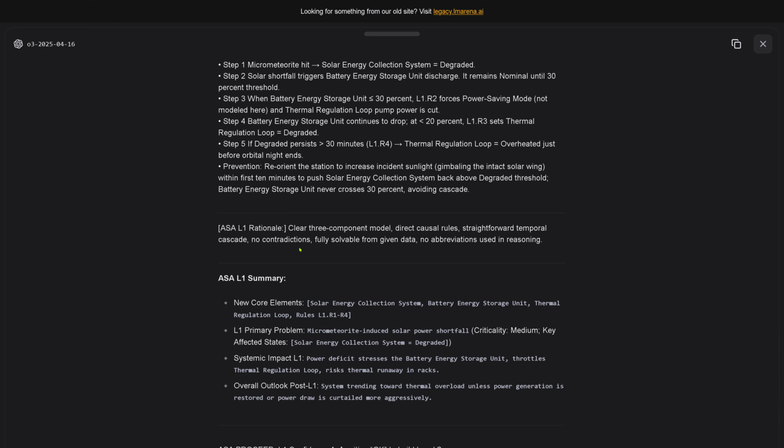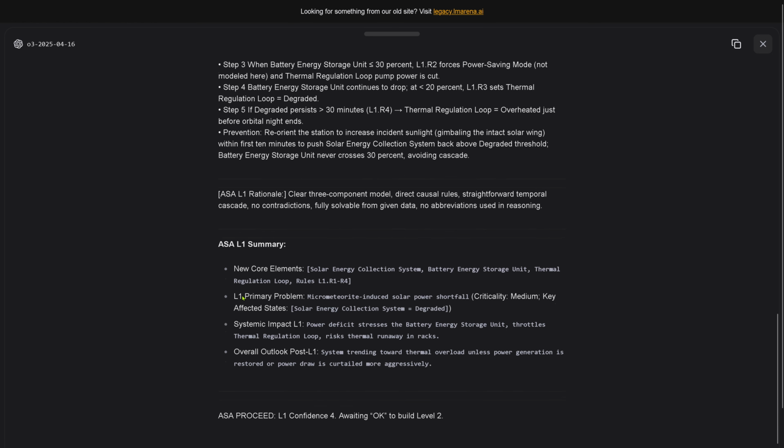I ask for this analysis. It is fully solvable from the given data. Beautiful. So the summary is, and I ask you for a summary, also for me to see what is now the end status of our system.